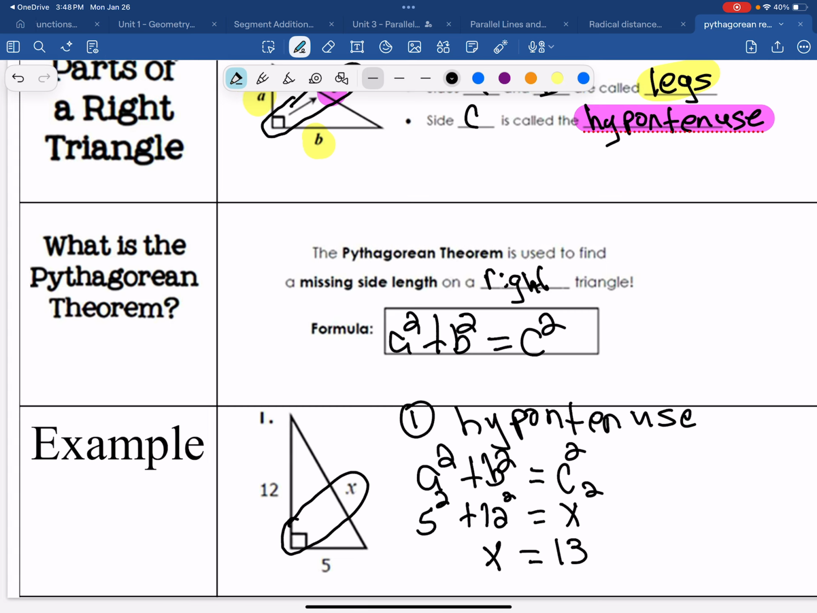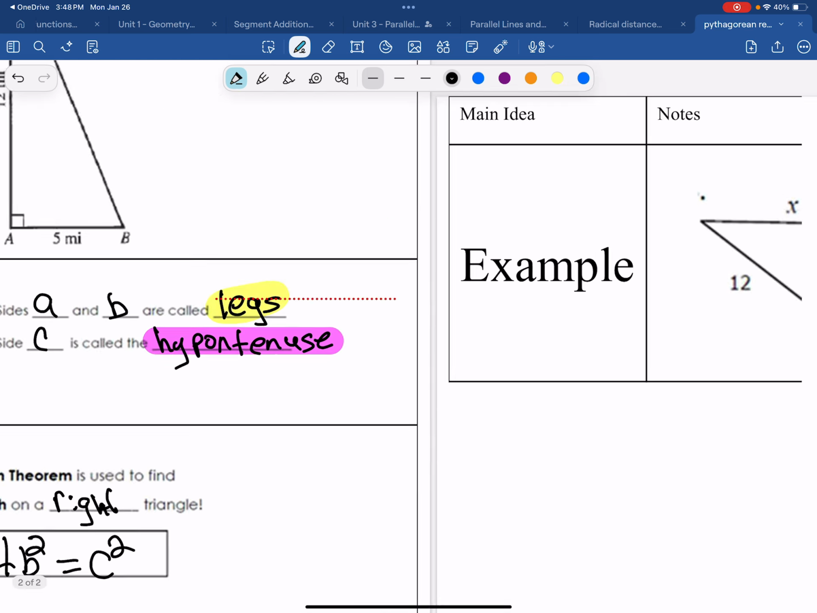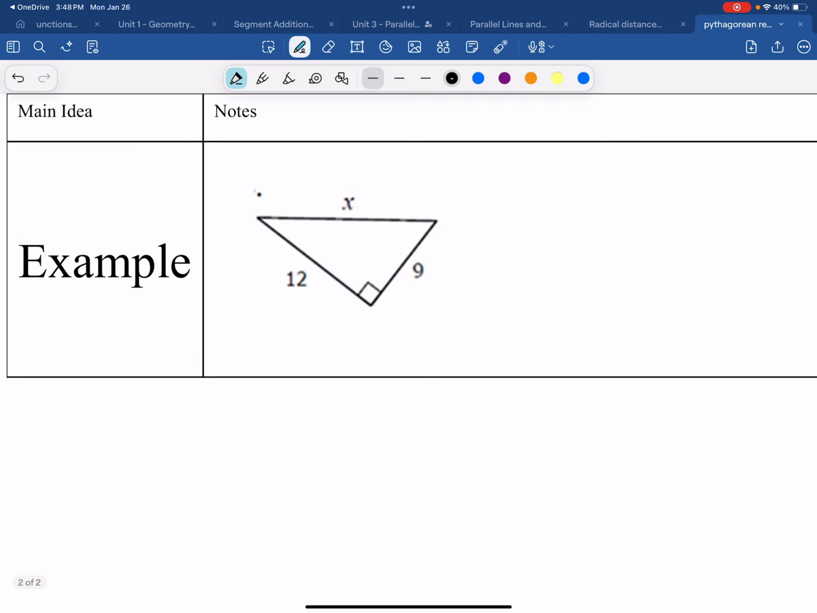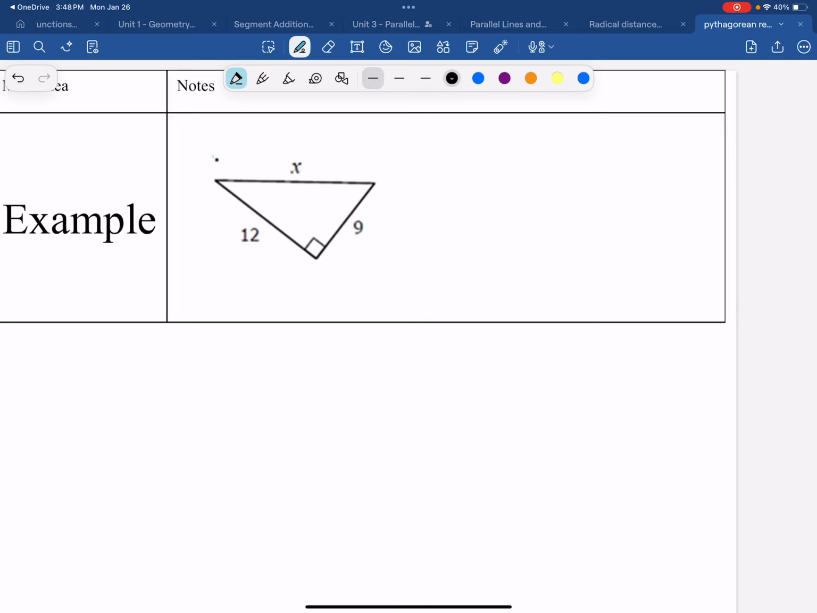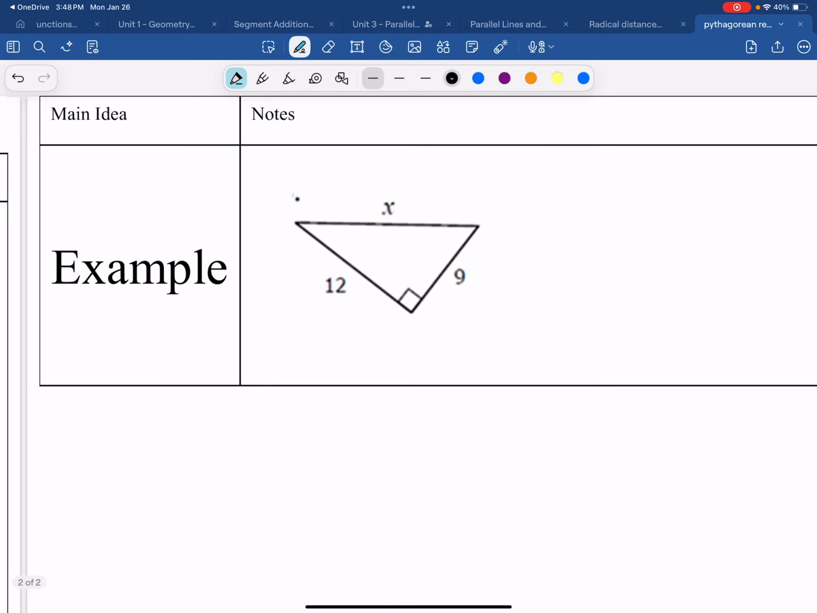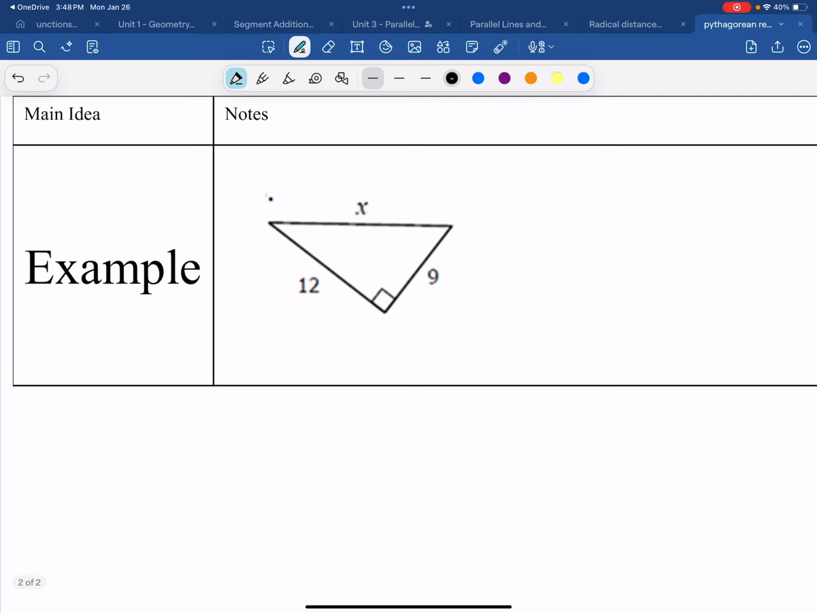Next, I'm going to save this one for you to do and put your answer into the Wayground. Once you're done with that, follow the instructions and move on.